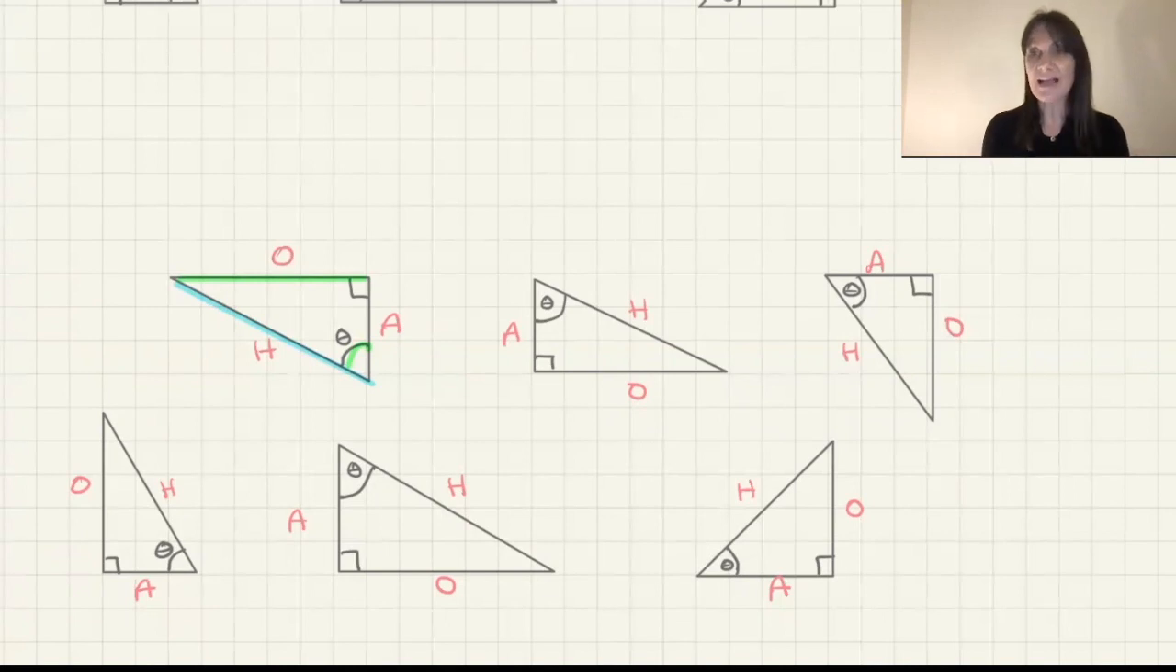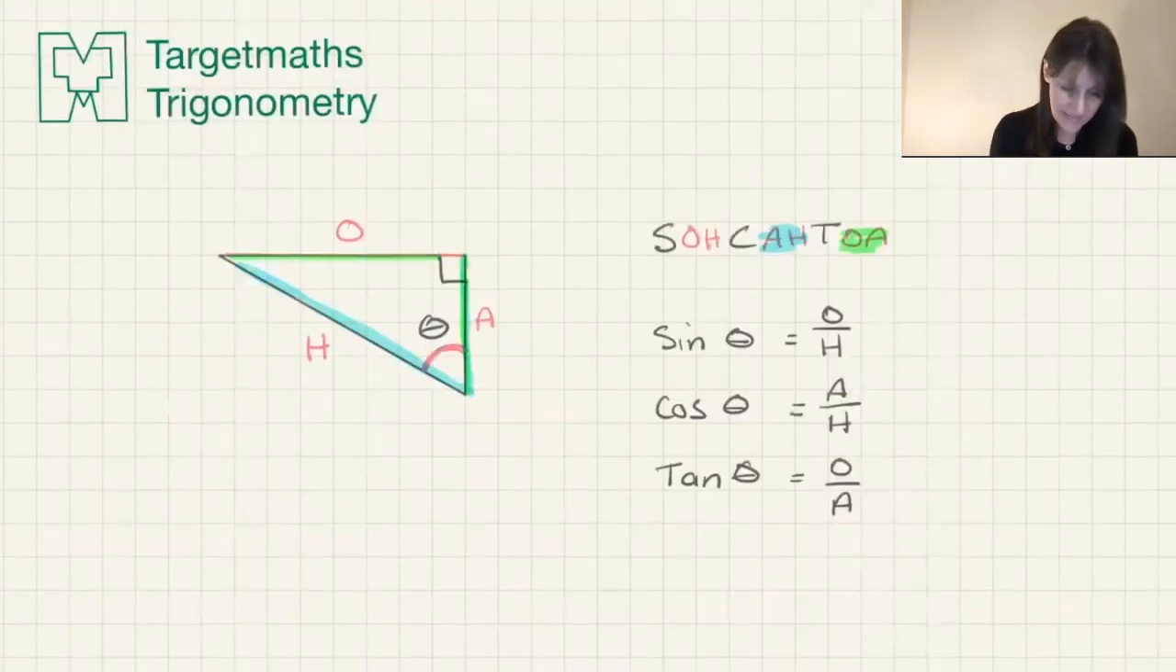So hopefully that has gone well. Every single question that we do is going to require this. So even if you've got the odd one that's gone wrong, it's not going to matter because we're going to be practicing it on every single question. So let's go back up and actually see this whole thing in action.